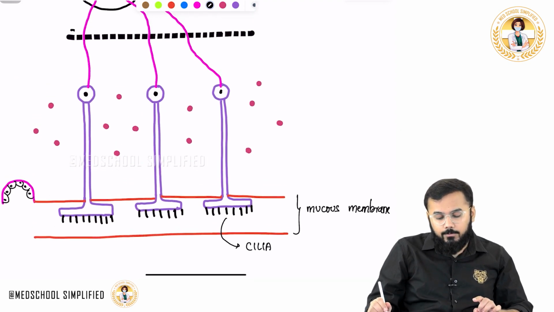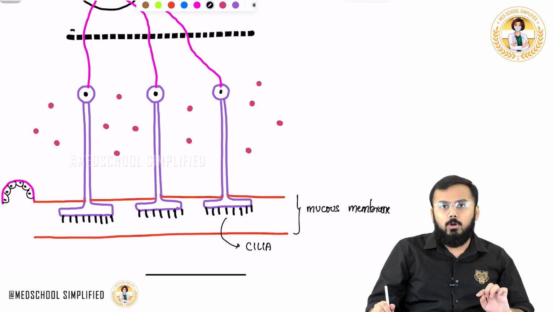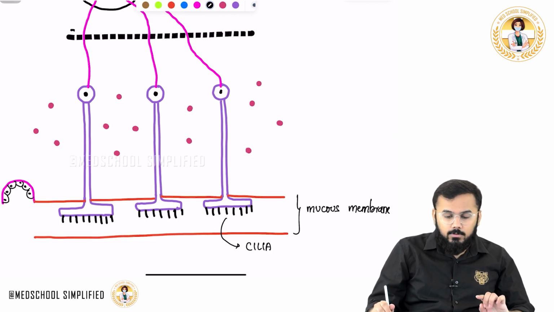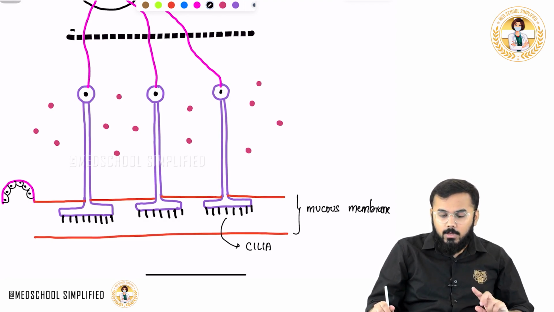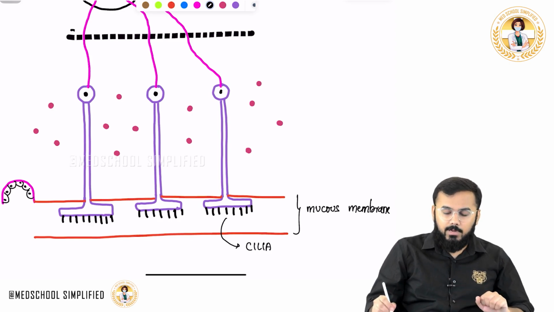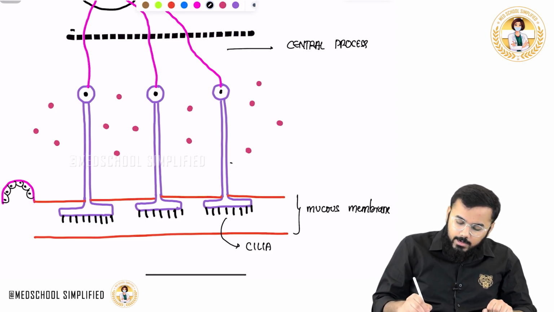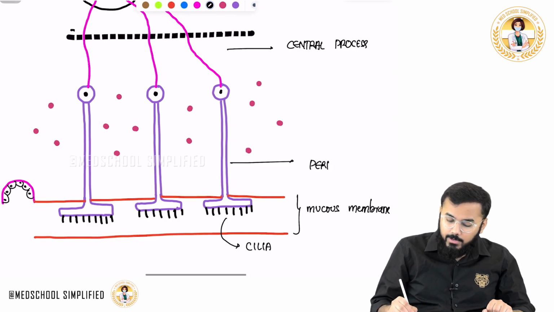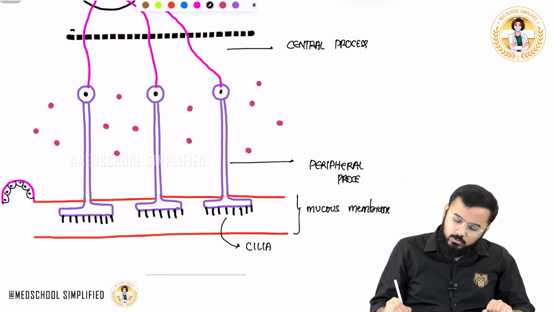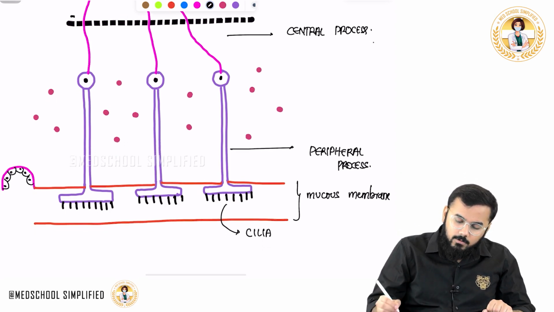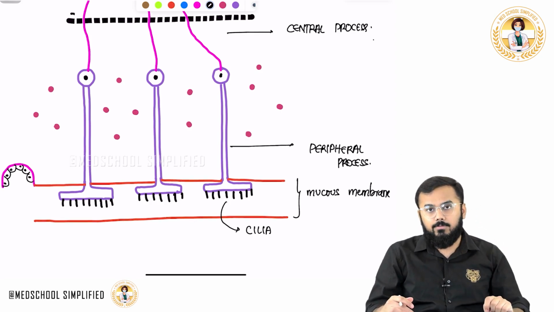And you should know that this particular neuron, whatever you can see here, is a pseudo unipolar neuron. So the olfactory nerve neuron is a pseudo unipolar neuron. It has two processes: one is called a central process, another is called a peripheral process. So this process over here is your central process, and this process here is your peripheral process.